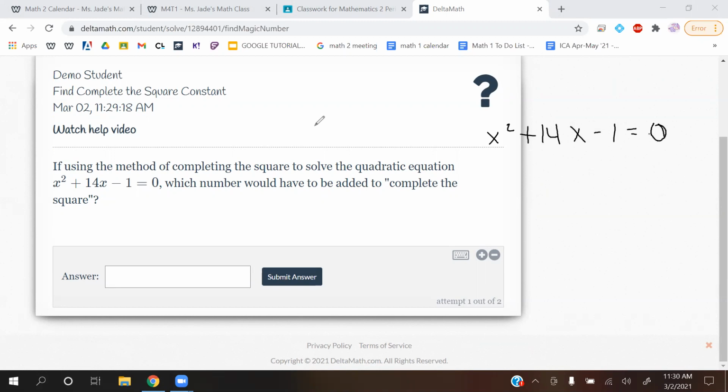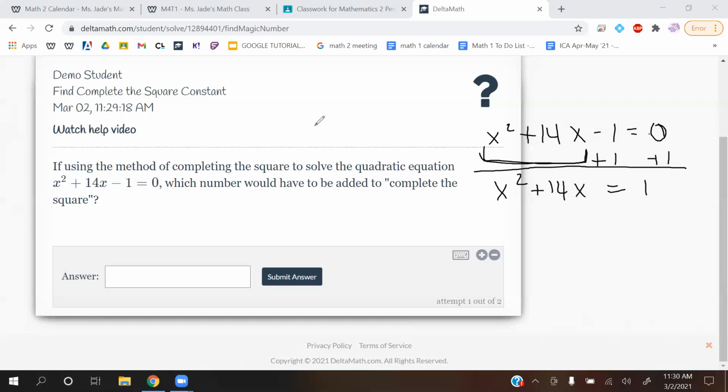There we go. So you want to start by just keeping this stuff on the left side and bringing the 1 to the right side by adding 1. So just add 1, you get x squared plus 14x equals 1. What we did here was we kept all the x terms on one side, and then we brought the constant term to the other side, so it's kind of out of the way.